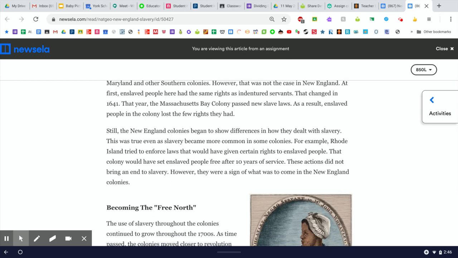Still, the New England colonies began to show differences in how they dealt with slavery. This was true even as slavery became more common in some colonies. For example, Rhode Island tried to enforce laws that would have given certain rights to enslaved people. That colony would have set enslaved people free after 10 years of service. These actions did not bring an end to slavery. However, they were a sign of what was to come in the New England colonies.